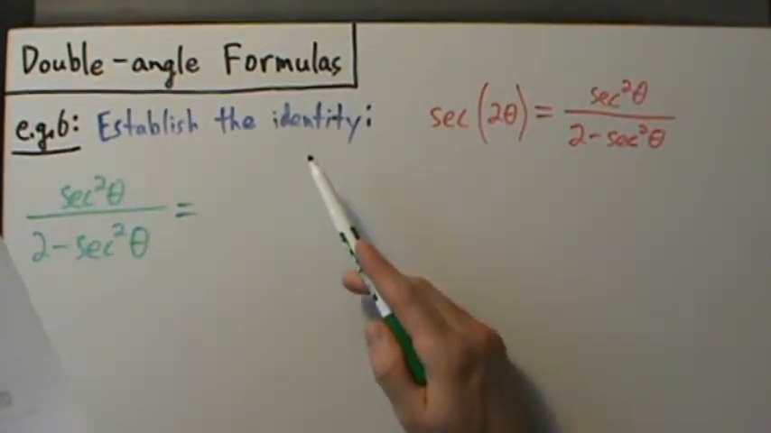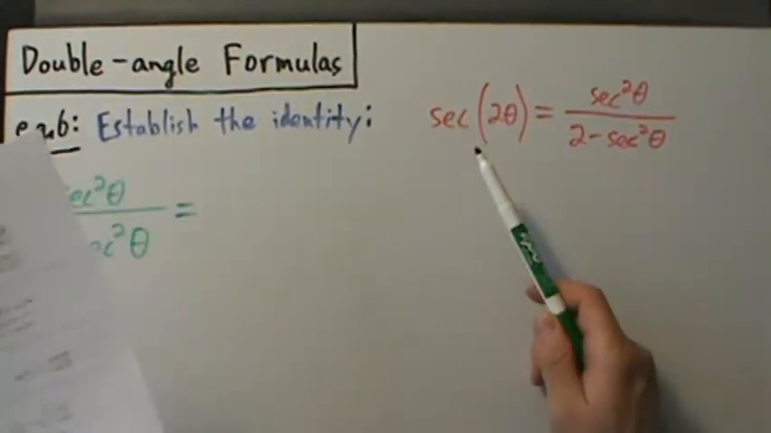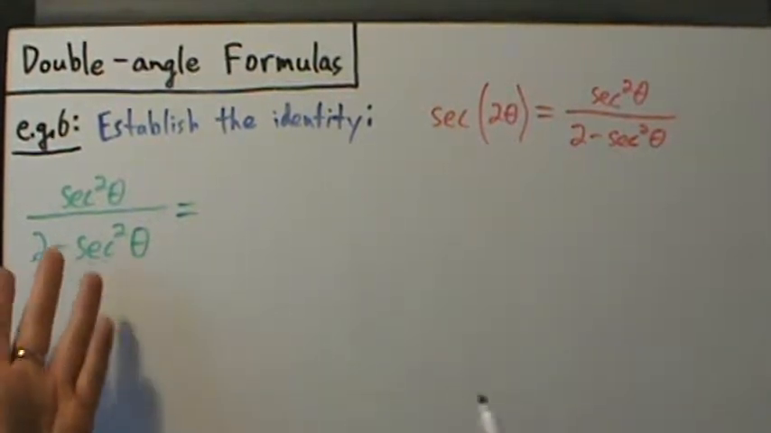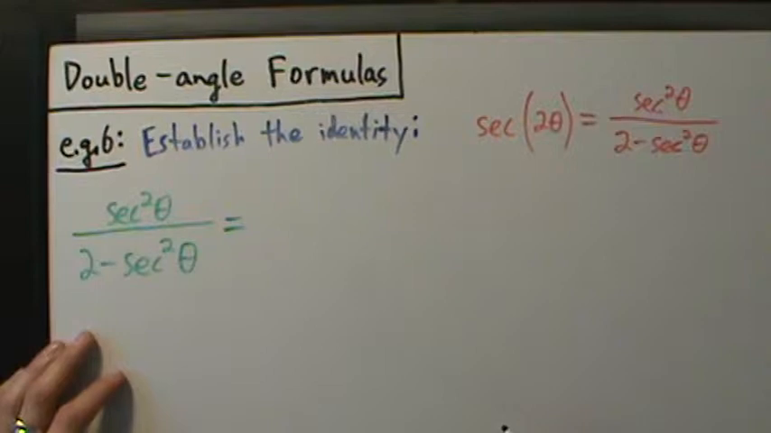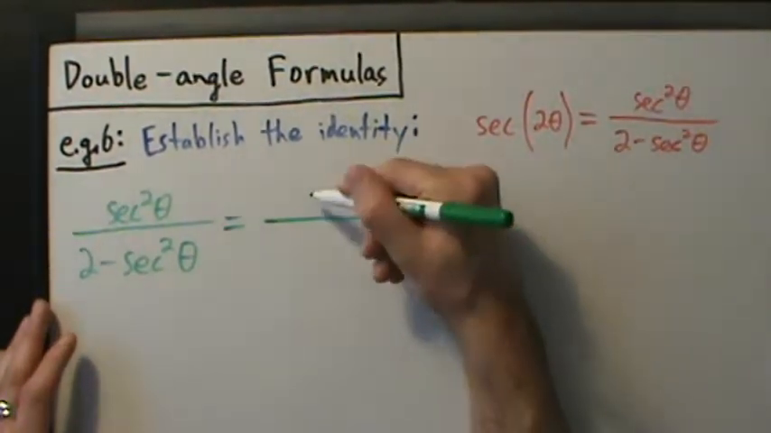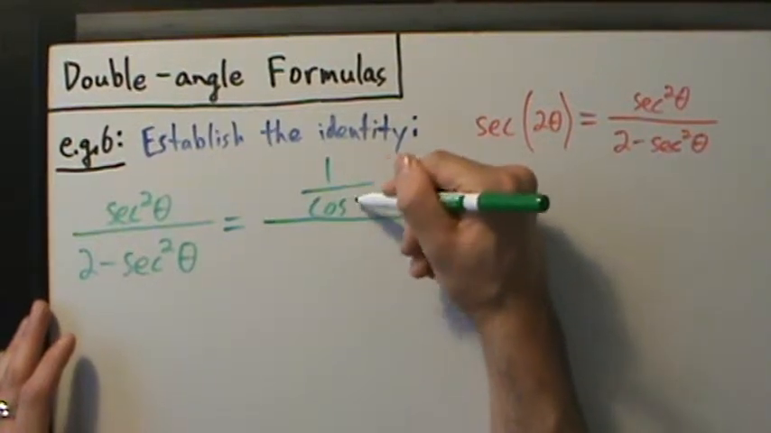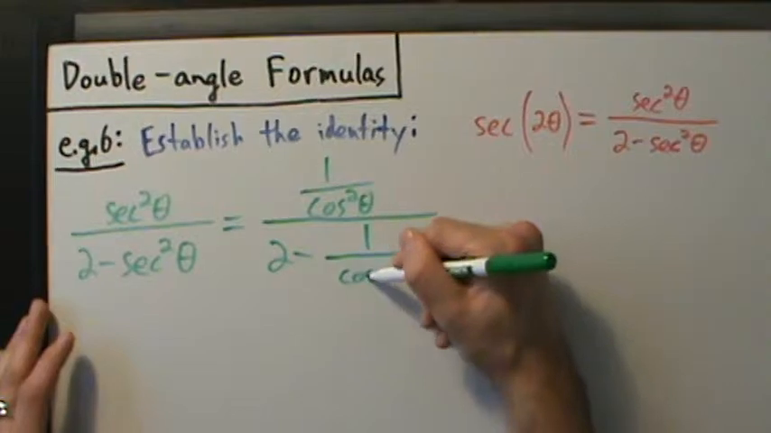We don't have any double angle formulas for secant, but we do have some for cosine. So we're probably going to have to go through cosine at some point to get to this. So let's introduce cosine into this mess here. Remember, secant is the reciprocal of cosine, so secant squared is the reciprocal of cosine squared. So secant squared of theta is the same thing as 1 over cosine squared of theta. And then this is 2 minus 1 over cosine squared of theta.